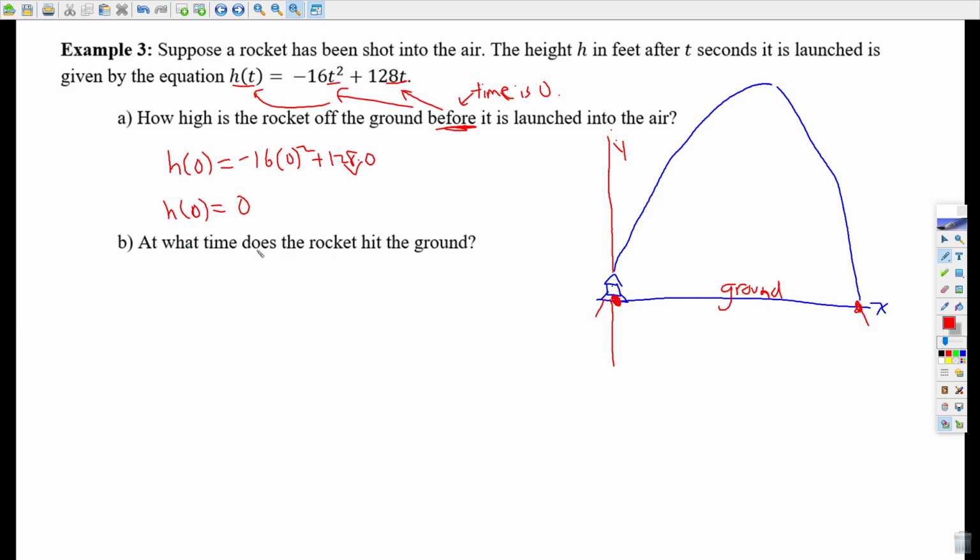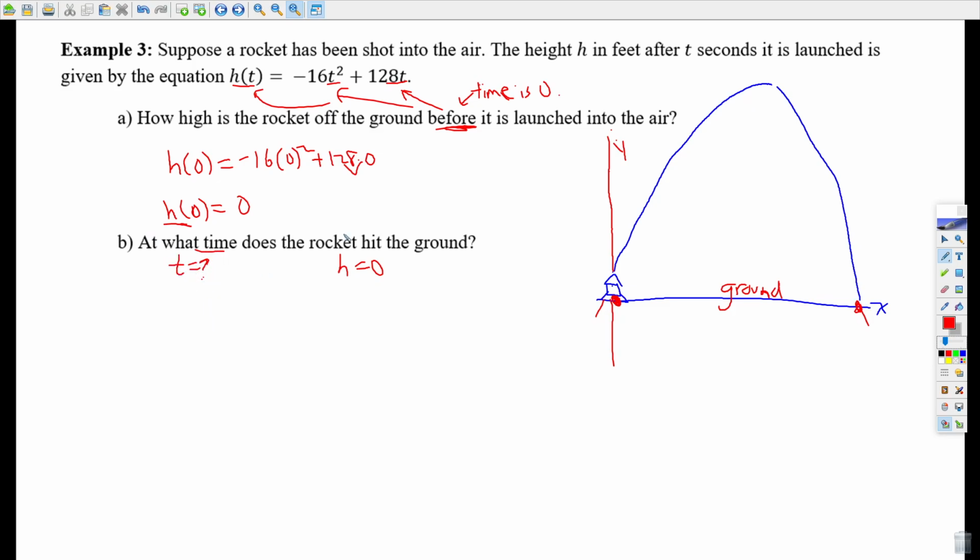All right. At what time does the rocket hit the ground? So now we're looking at an h value. Now we're trying to find the time when the height is 0. Well, we know originally the height is going to be 0 here. And then as we increase the time, it eventually comes back down and hits the ground again. So the height here would be 0. So when h is 0, when it comes up and comes back down, it hits the ground. At what time is that? That's what we're going to find out.